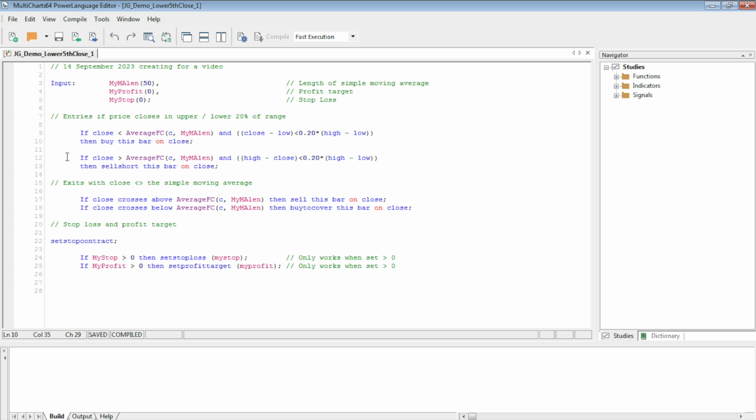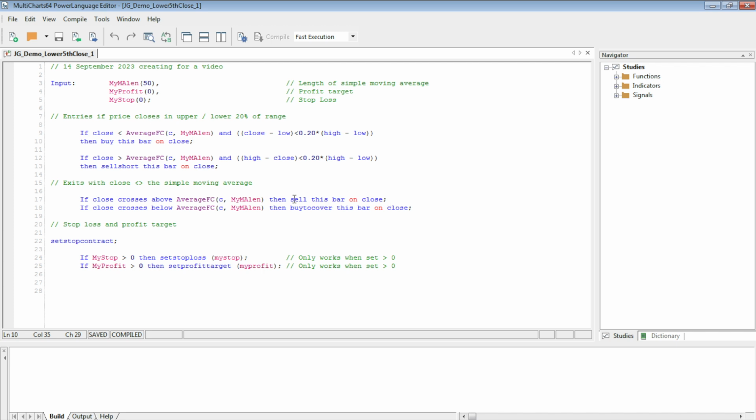But we do want some exits, and that's what the next line is. Exits with a close less than or greater than the simple moving average. And the average is the same. We're using that same input, which, remember, the length of 50. So if the close crosses above the 50-period moving average, then sell this bar on close.